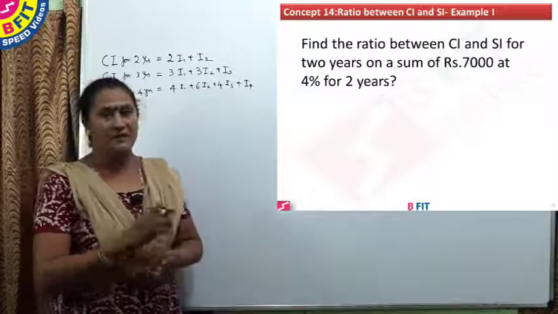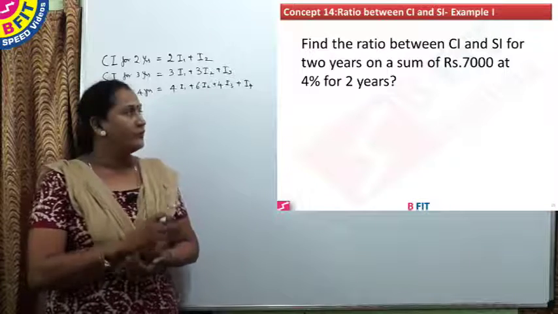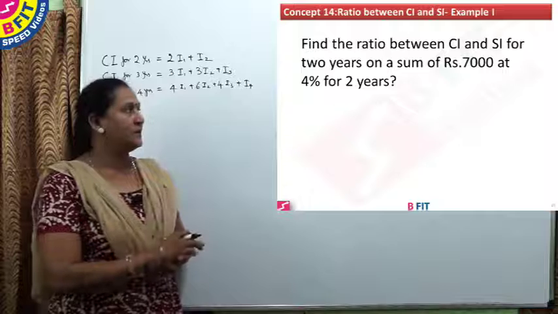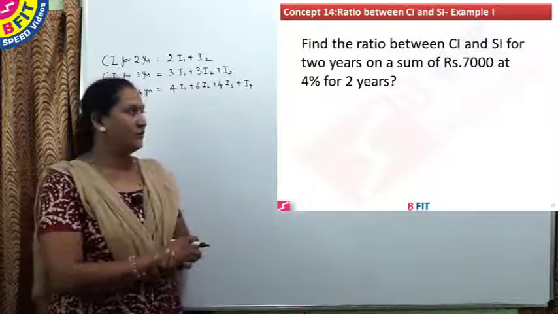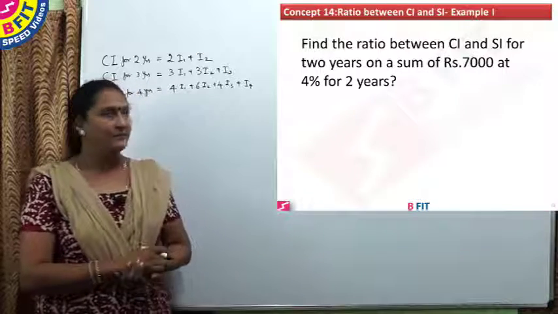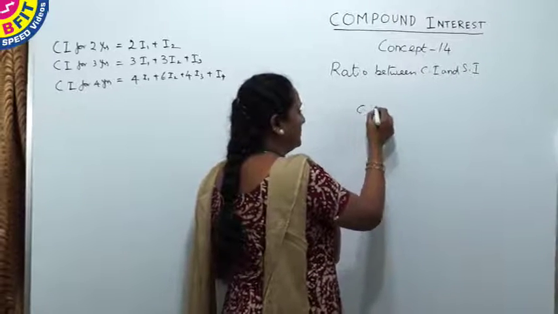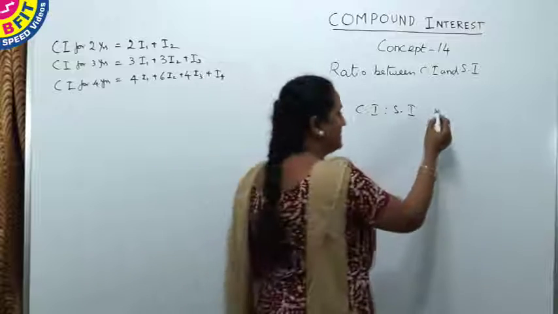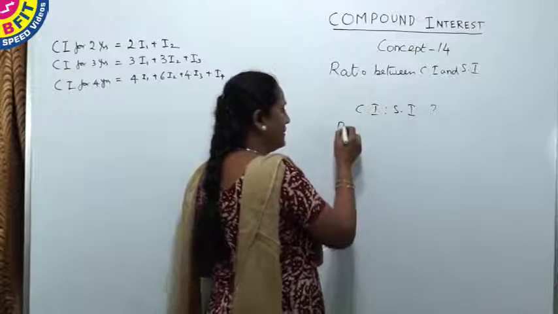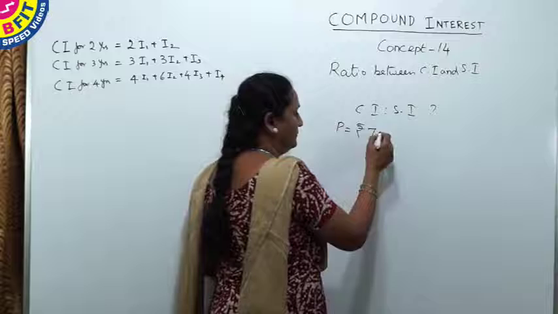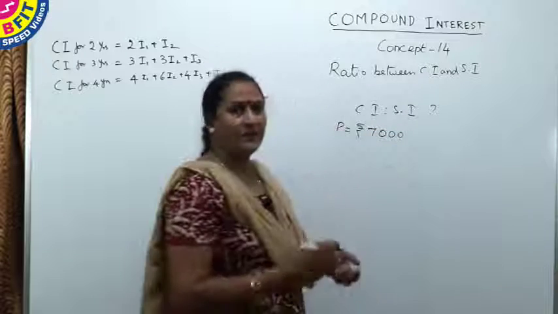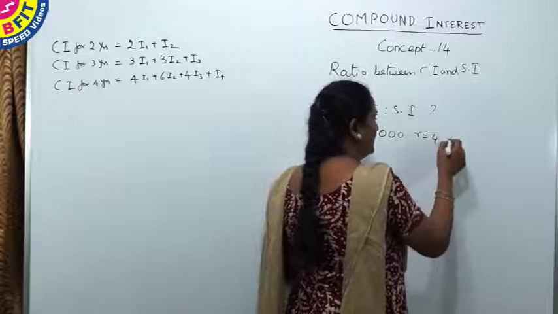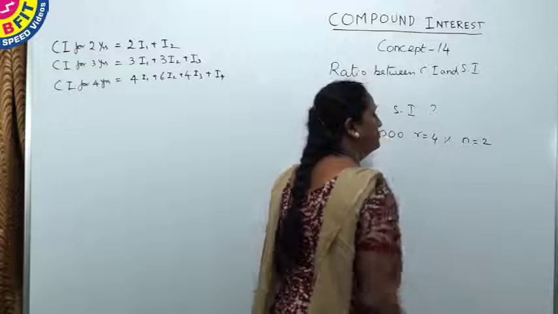So here the sum is given and the rate percent is there. For 2 years we have to find compound interest, and for 2 years we will find simple interest, and simplifying we get the ratio. We'll see the working. So the ratio between compound interest and simple interest is asked. What is the sum deposited? It is rupees 7,000. And what is the rate percent? 4%. And the number of years is 2.